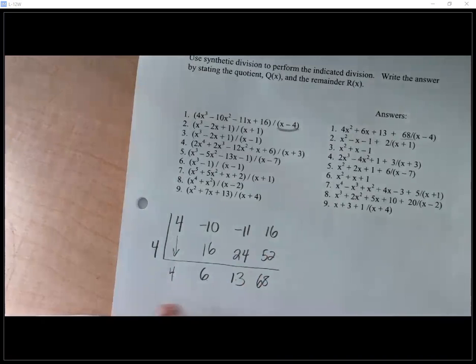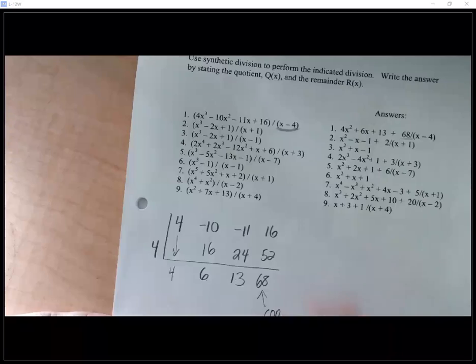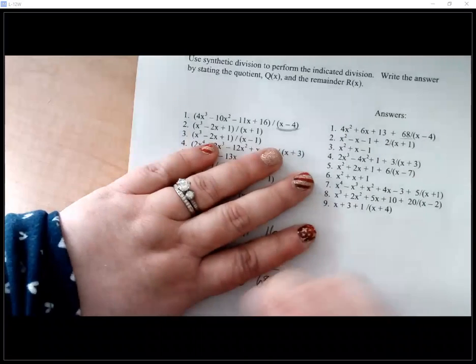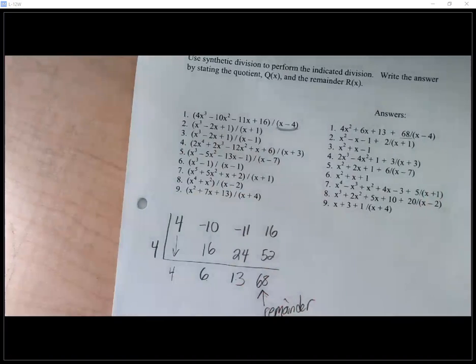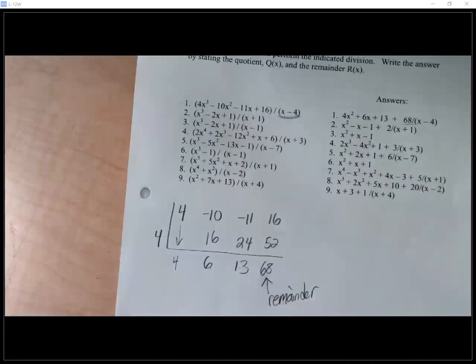Let me explain what these new numbers are. These are the coefficients of your quotient, but it always goes in this pattern. The very last number is your constant. Oh, I'm sorry, it's your remainder. Forget I said that. Last number is your remainder. So this particular one has a remainder of 68.